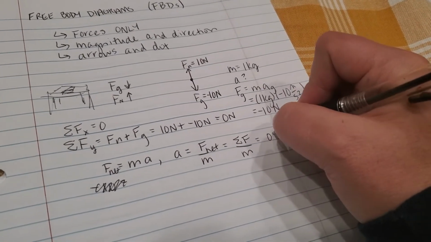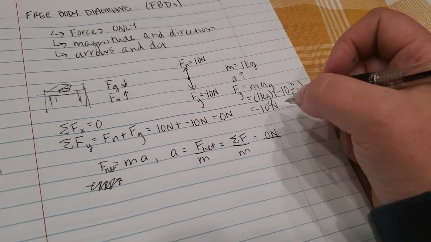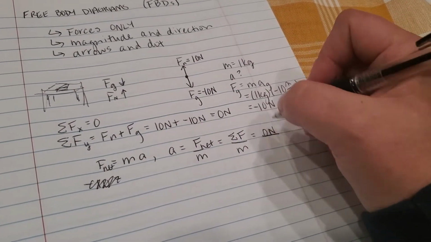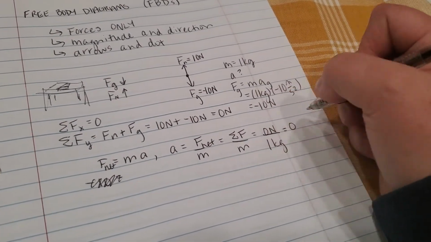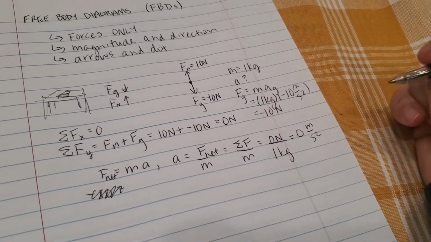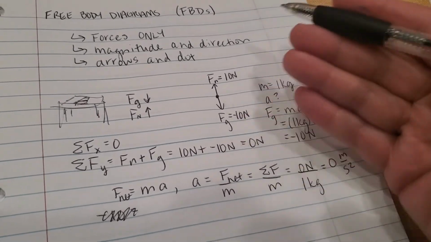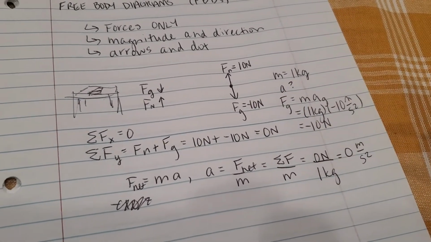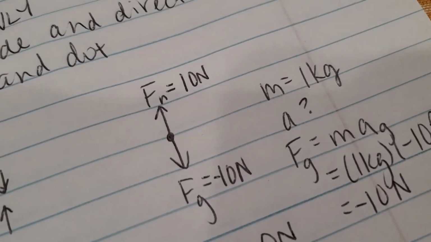We would have 0 newtons divided by the mass, 1 kilogram, equals 0. So we could show that this book is not accelerating vertically. And that is the free body diagram.